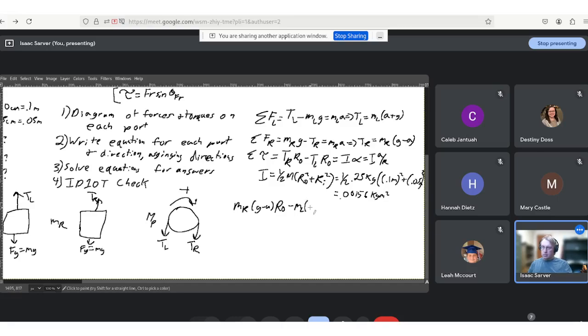M_L, G plus A plus G, whatever, R outer. And that is equal to I alpha on, well, this would be R outer here, because that defines what's the acceleration. That's the point at which the acceleration and the angular acceleration are linked to each other. Now I can solve for A.